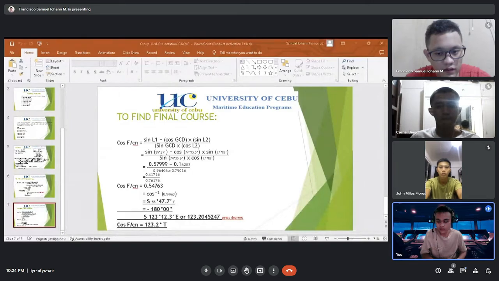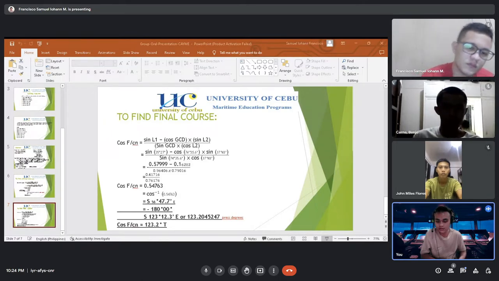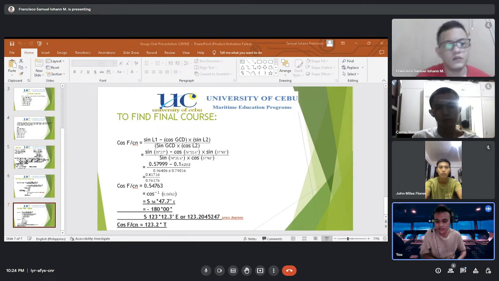So in finding the final course, we have a formula here. Cosine final course is sine lat 1 minus cosine GCD times sine latitude 2 over sine GCD times cosine latitude 2. So we'll just get the values from the given. So sine 35 degrees 27 minutes minus cosine 74 35.6 degrees times sine 37 48 degrees over sine 74 35.6 degrees times cosine 37 48 degrees, and then you will get those values.